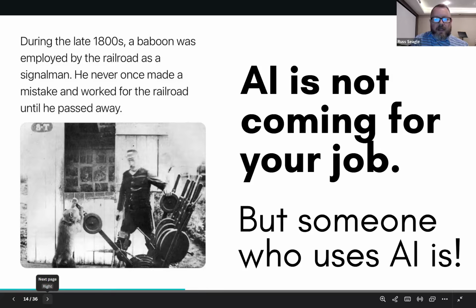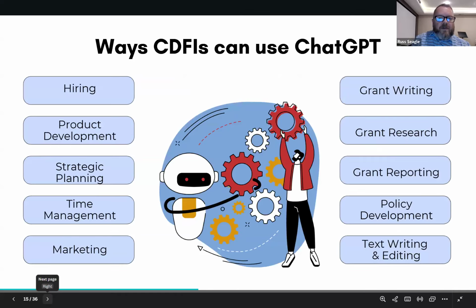But AI is going to be a team member. AI is going to be part of what we do. So how can we use it? Here's where we start to look at how you can do this. I've used AI to help hire, to create job descriptions, job postings, all kinds of things. Product development, which I've mentioned before, strategic planning.